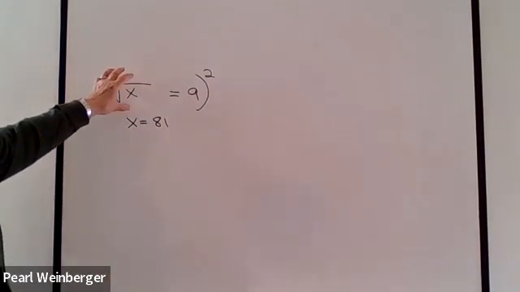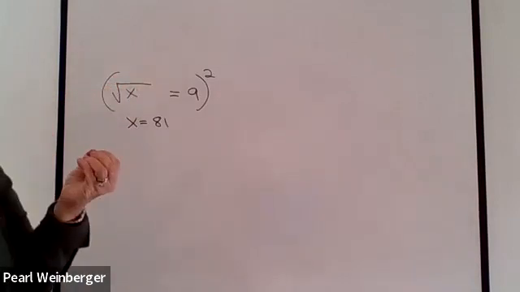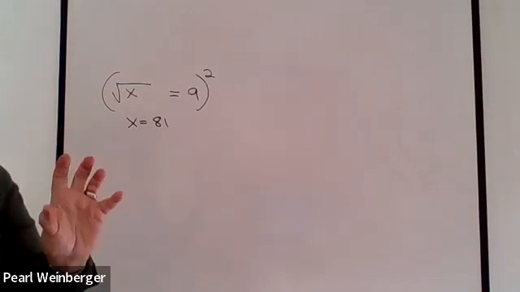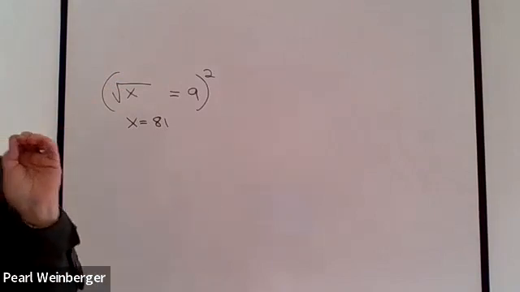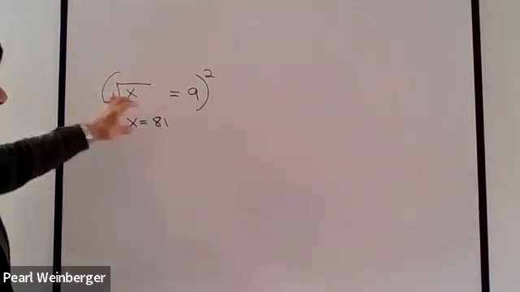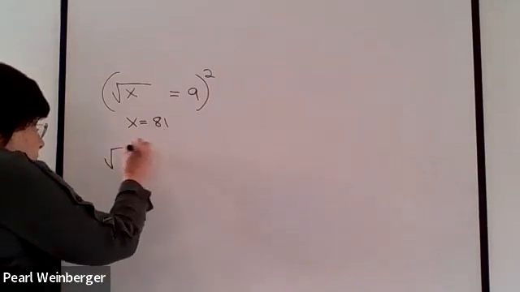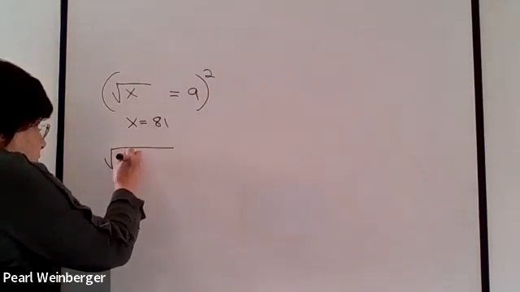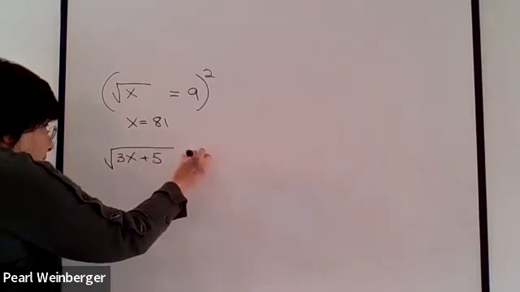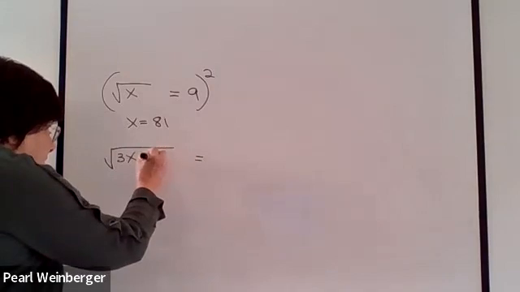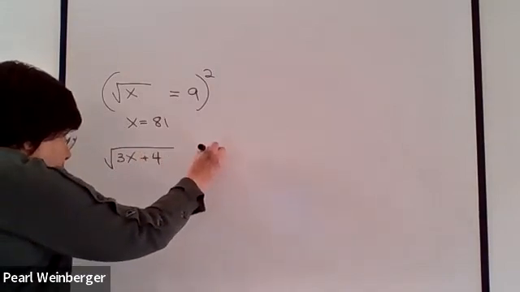We're going to get our radical by itself. Once we have it, we're going to square it, and that will give us the number that's inside the radical without the radical sign. So if I were to give you something like this, the square root of 3x plus 4 equals 5.